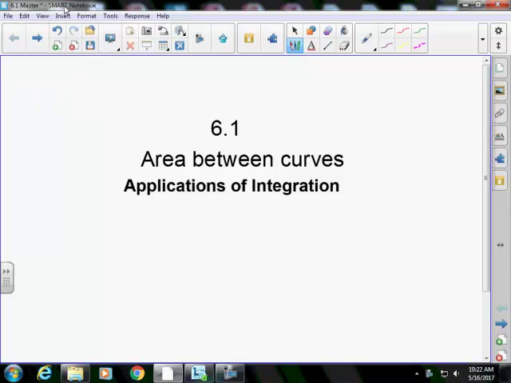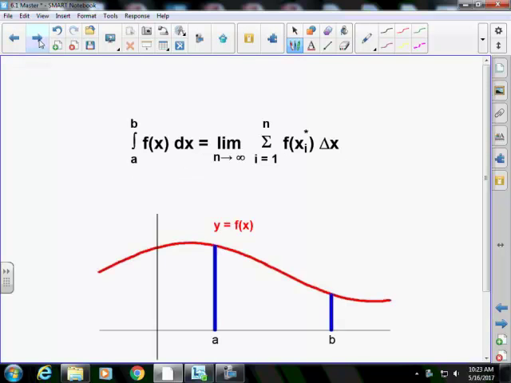Hello. Today we are going to cover the first section in Calculus 2. It's section 6.1, Area Between Curves, Application of Integration. When you finished Calc 1, you had learned how to find the area under a curve. So today we're going to explore how to expand that, the area between two curves.